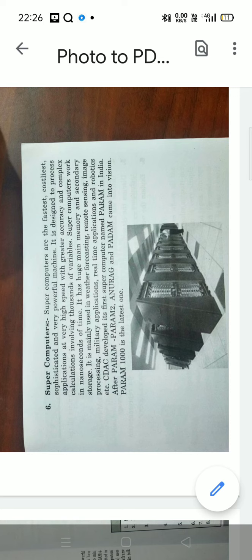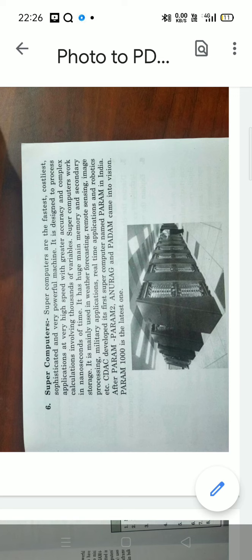CDC developed its first supercomputer named Param in India. After Param, Param 1, Anurag and Padam came into vision. Now the latest one is Param 1000, a type of supercomputer.